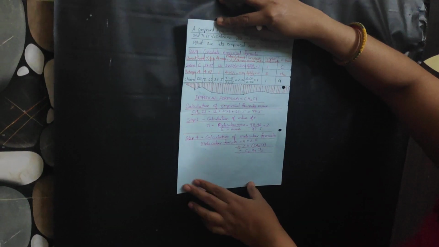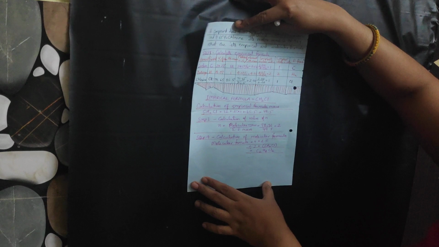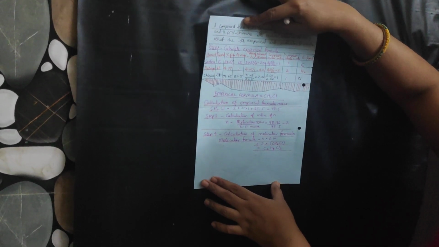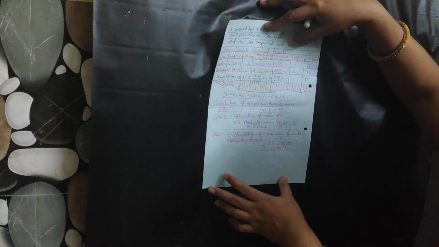This is how we have to calculate all the other numericals. You will be given the percentages and the molecular mass, and you have to get the empirical and the molecular formula. The more you solve, you have to make it column-wise, and then form first the empirical formula, then the molecular formula. So the more numericals you practice, the better you will understand how to find the empirical formula.